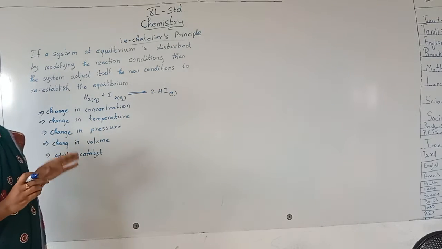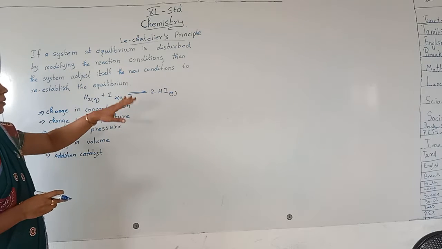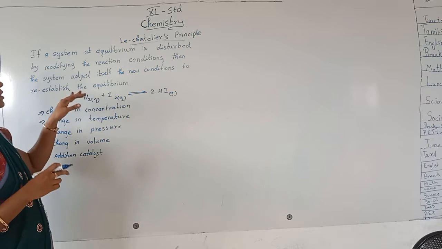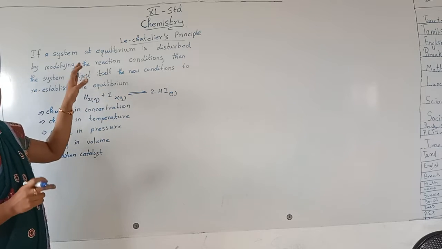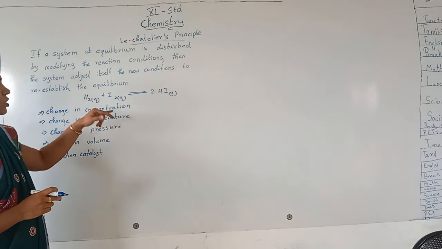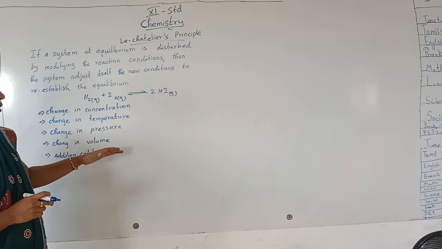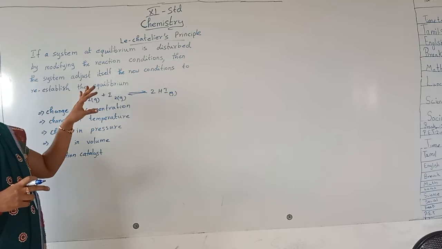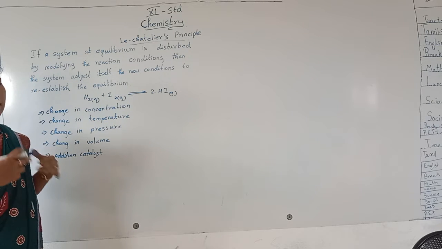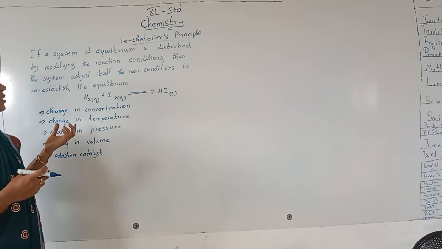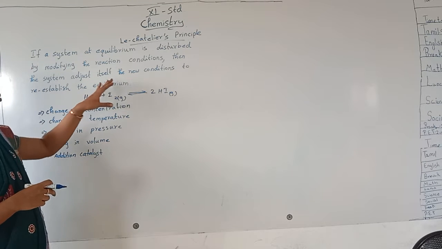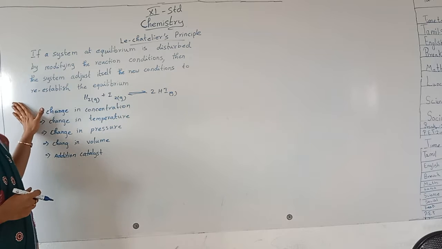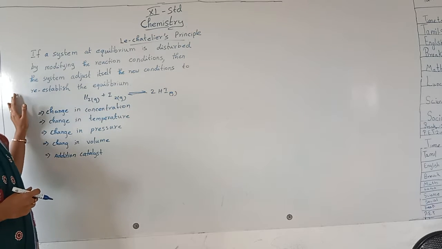So first, in Le Chatelier's principle, a system starts at equilibrium. This equilibrium reaction is disturbed by changing the reaction condition. The conditions are concentration, temperature, pressure, volume, and the catalyst. Then the system adjusts itself to the new condition to re-establish the equilibrium. This is the Le Chatelier's principle.